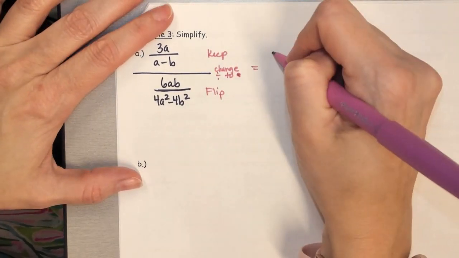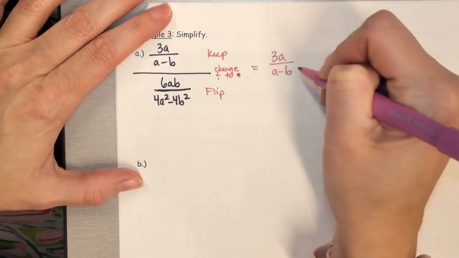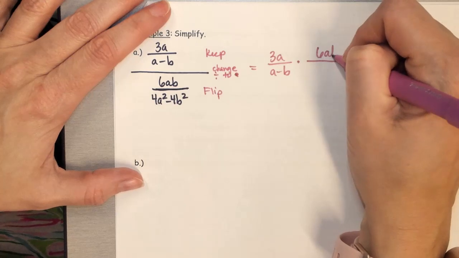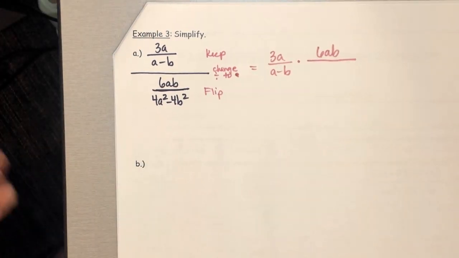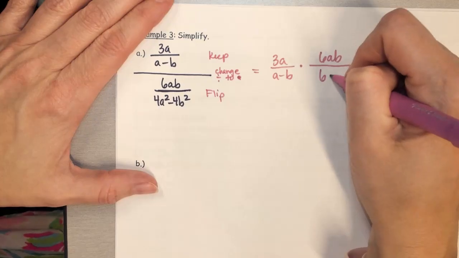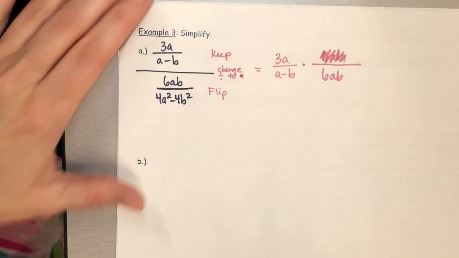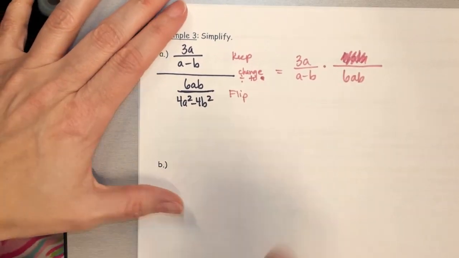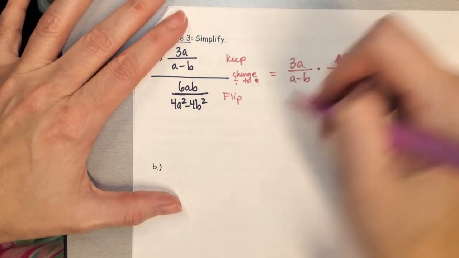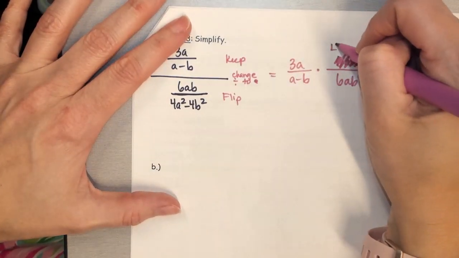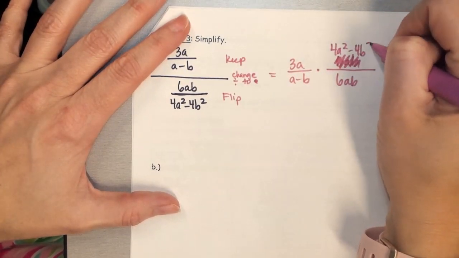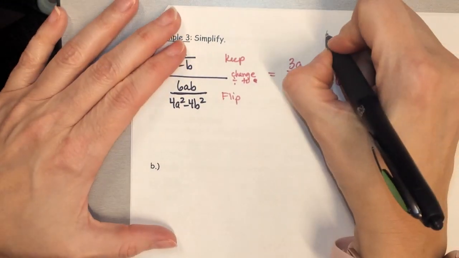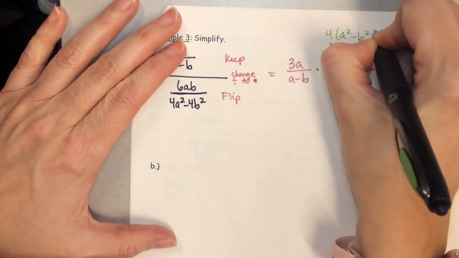Okay, so we're going to take the 3a over a minus b. There's nothing I have to factor there. We're going to multiply by 6ab, and then we can, oh, sorry, what did I forget to do? Yeah, flip it. Okay, and then the numerator becomes the denominator, and then here, if you have the 4a squared minus 4b squared, okay, what can you take out of both of those? You can take out the 4, and then it's a squared minus b squared.